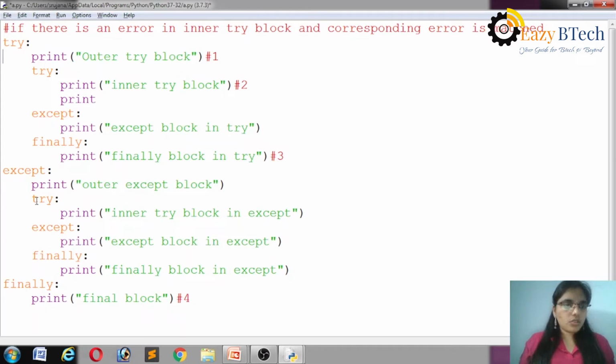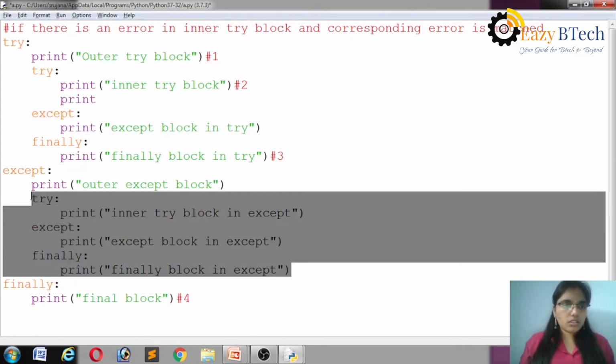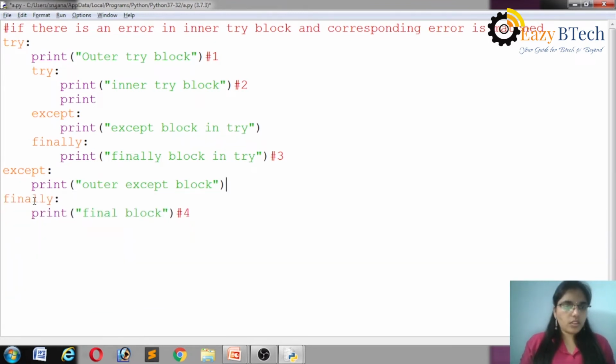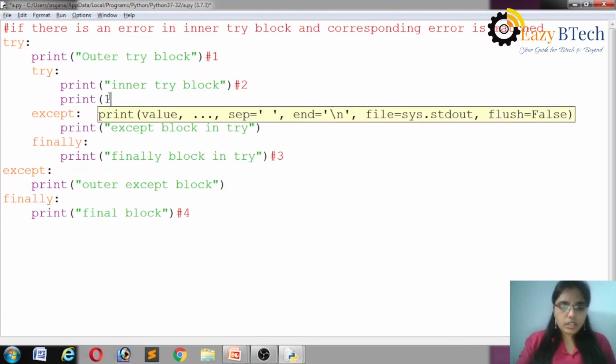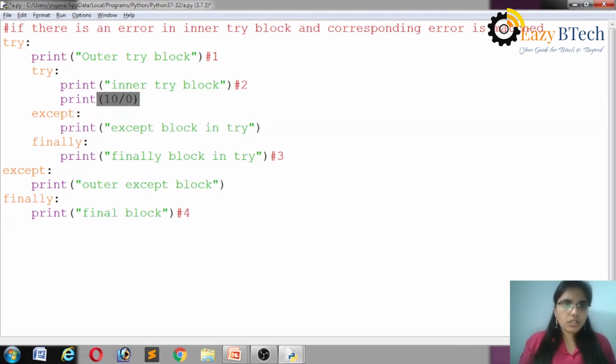Okay, so here I am removing all this data. This is the outer block. Print 10 by 0. If the error is matched, it means it is a zero division error, so the except block is matched. Let's see what the answer is.